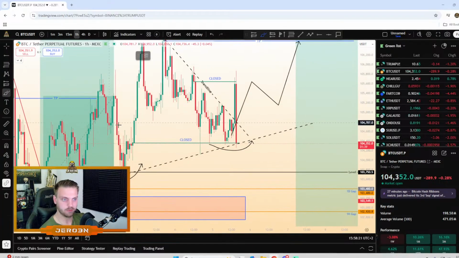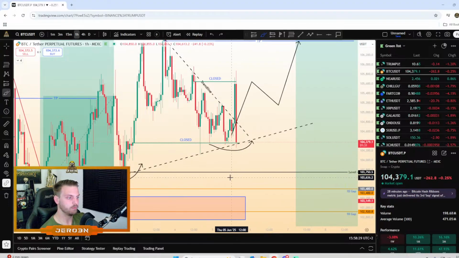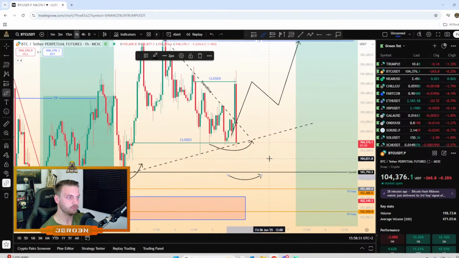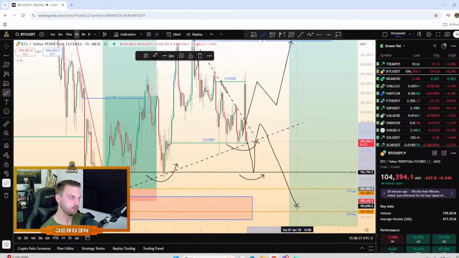But as soon as Bitcoin drops down into here and creates that lower low, then we might have to rethink or relook at the price for it to make that pullback, continuation down, and then we're gonna be looking for shorts.